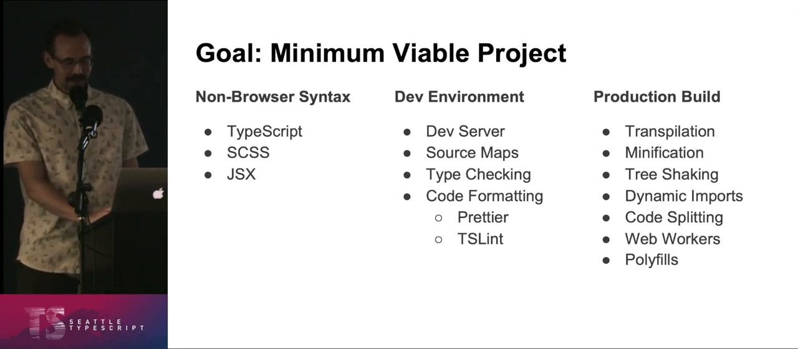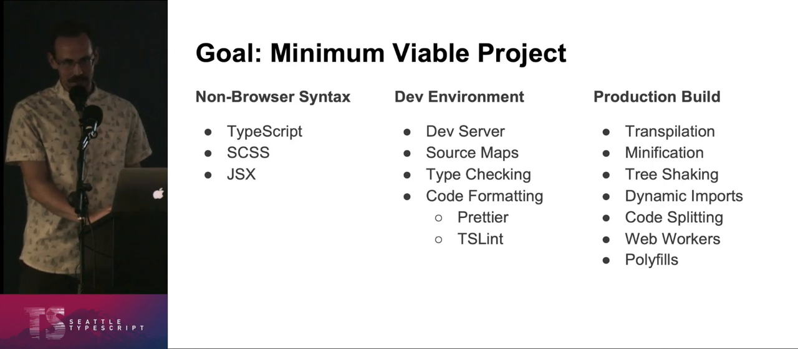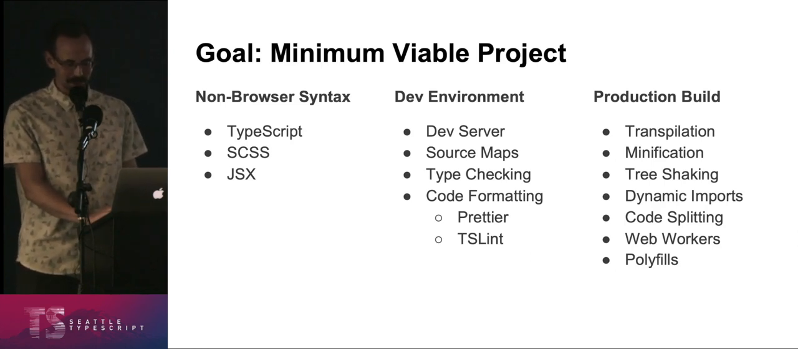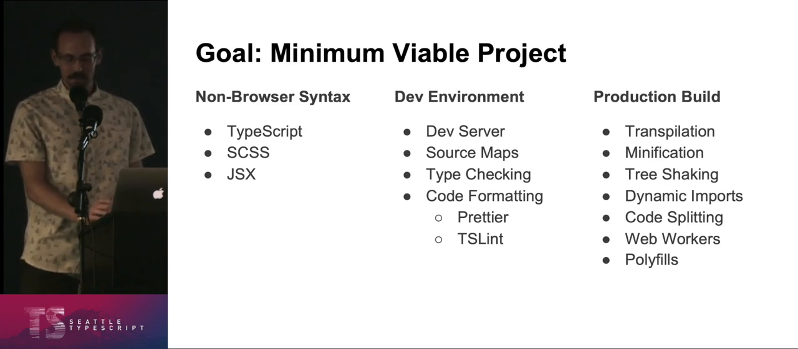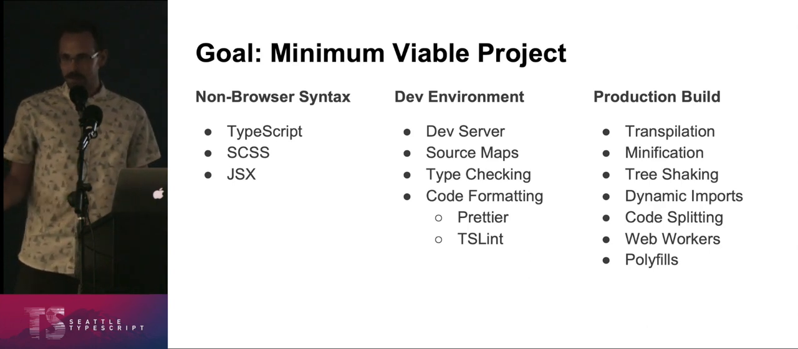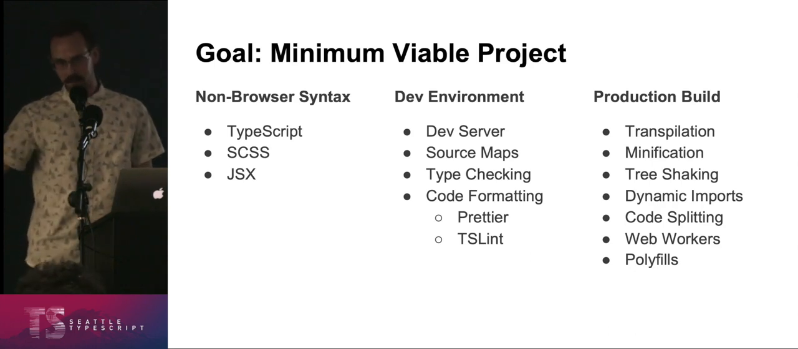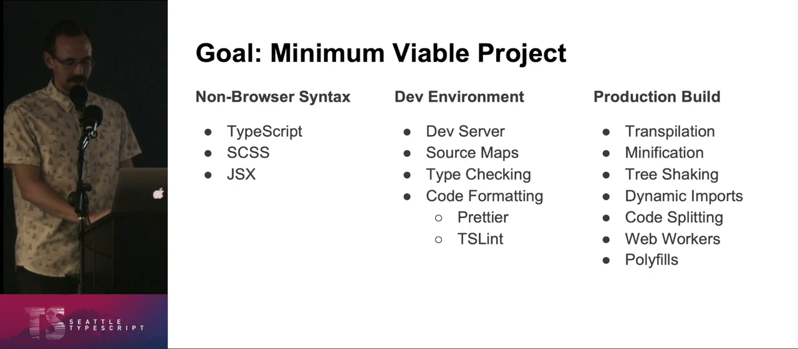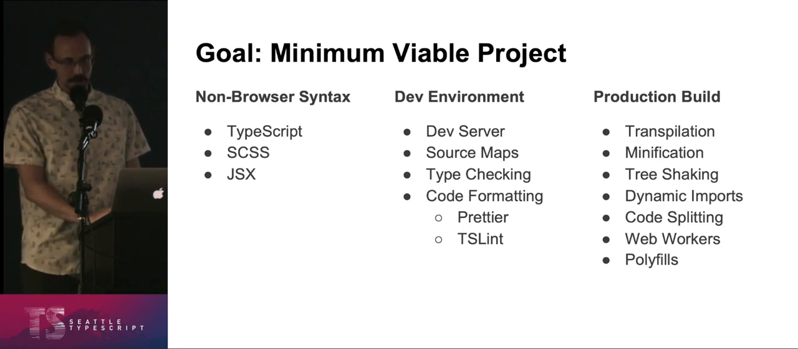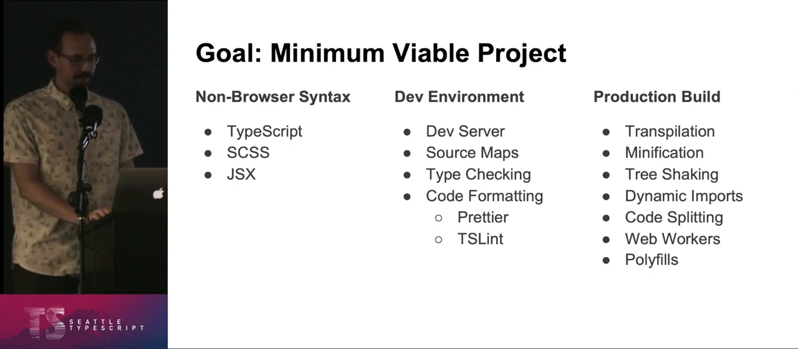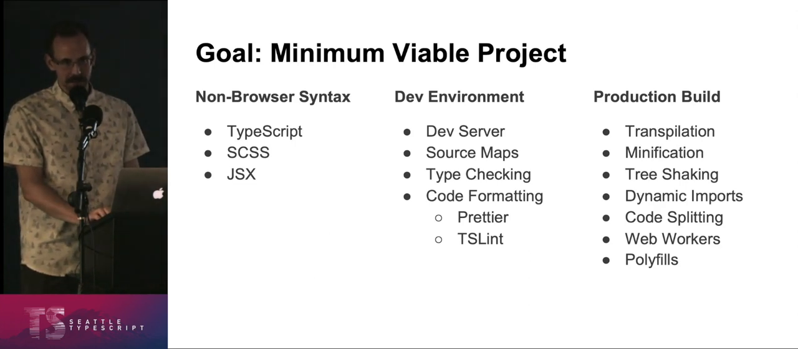I want code formatting. I want to be able to write just the ugliest code, and Prettier and TSLint will fix it for me. And then for my production build, I still want people to be able to load it on not just Chrome. So some transpilation would be good, some minification, some tree shaking. Dynamic imports are great, and code splitting. I love web workers, very good for offloading computation and not blocking the UI thread. And polyfills for all those old browsers out there. I have a lot of demands, I'll admit that.